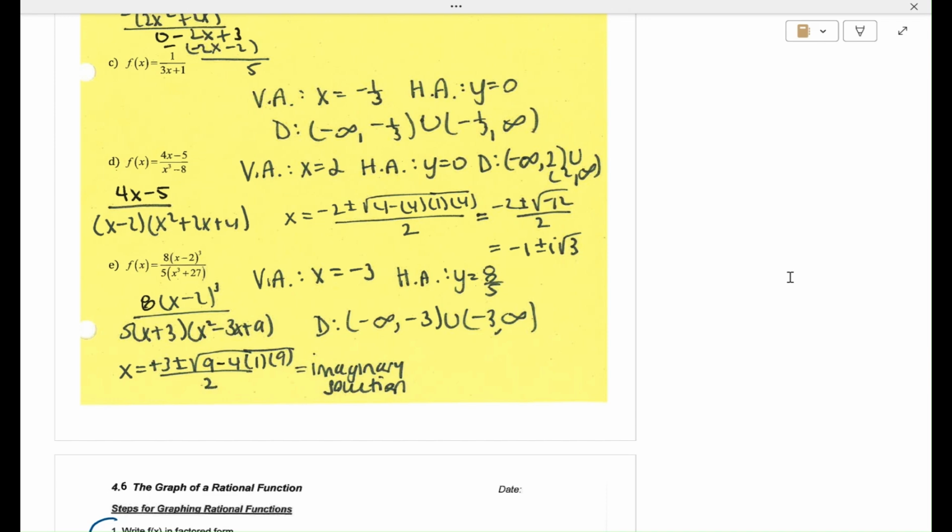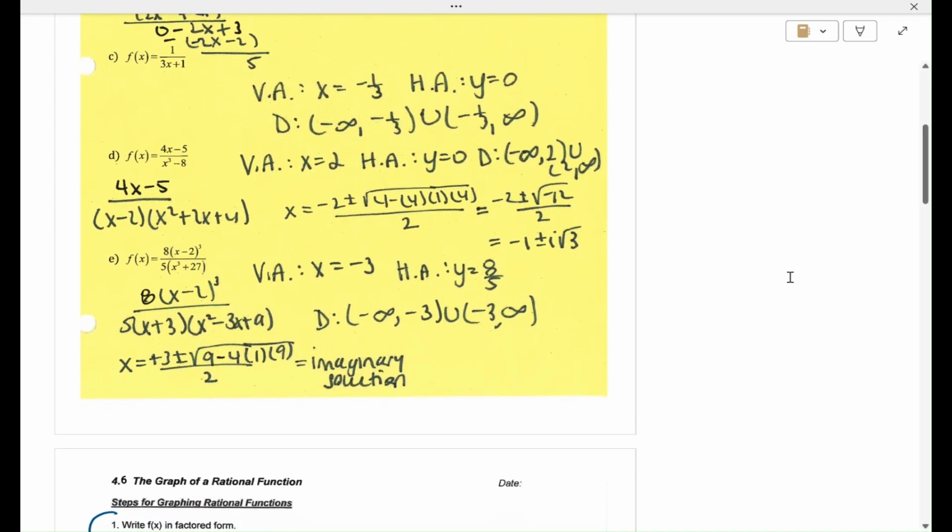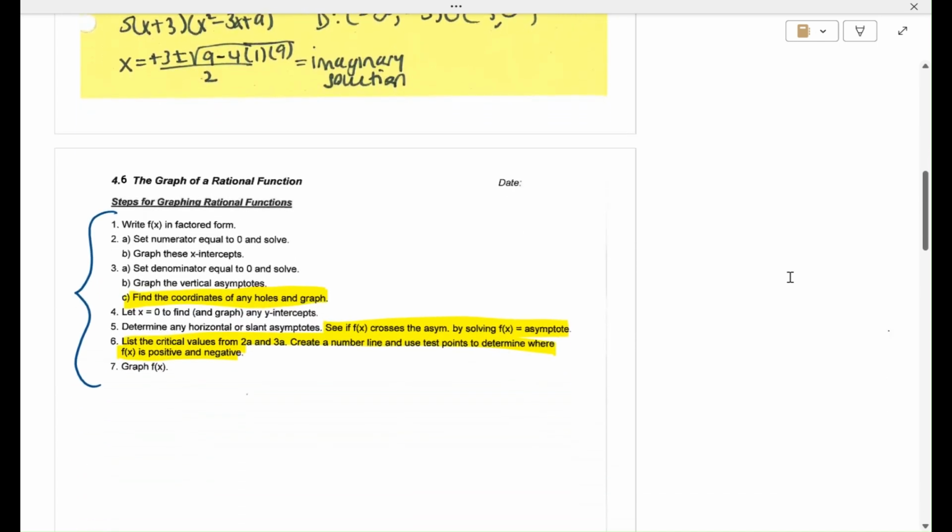Okay, if you need to pause or rewind the video to see the warm-up, go ahead and pause and rewind. Otherwise, if you're ready to take some notes, go ahead and grab the packet that you received from the sub, and then we'll start with looking at the first page together.